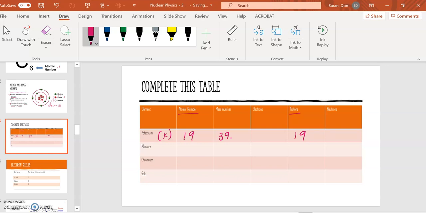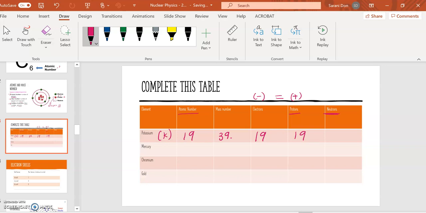Hopefully you guys remember that protons are positively charged and electrons are negatively charged, and they usually balance each other out. So protons and electrons in an element that has no charge would be the same. If you've got 19 positive protons, you'll also have 19 negative electrons to balance it out.